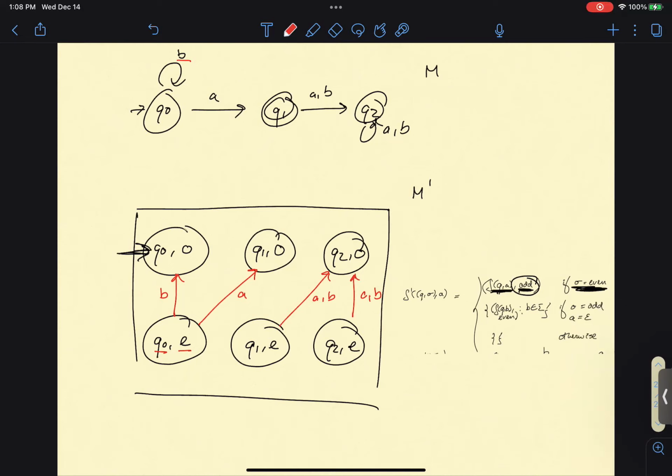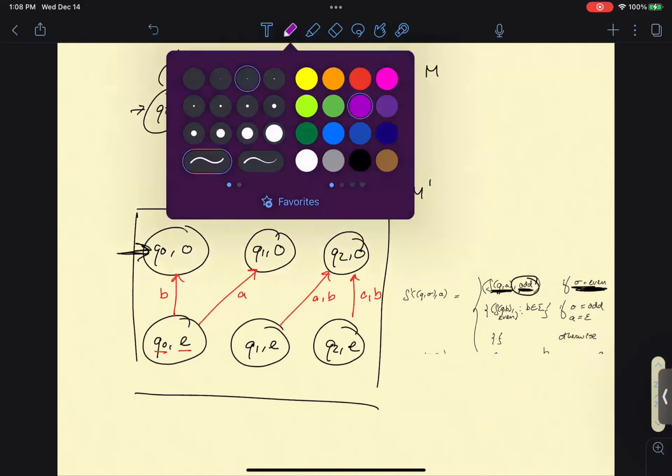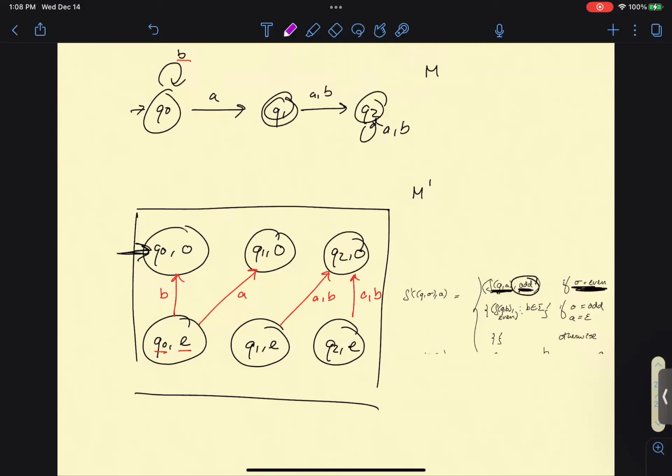Now what happens if I'm in an odd state and I'm at Q0? Then I just have to simulate all of the possible transitions. Either I could go to Q0 with a B, but I don't actually read the B, I use an epsilon. Or I could go use this A to go to Q1, but I'm not actually using the A. That's the important bit: I'm using epsilon.